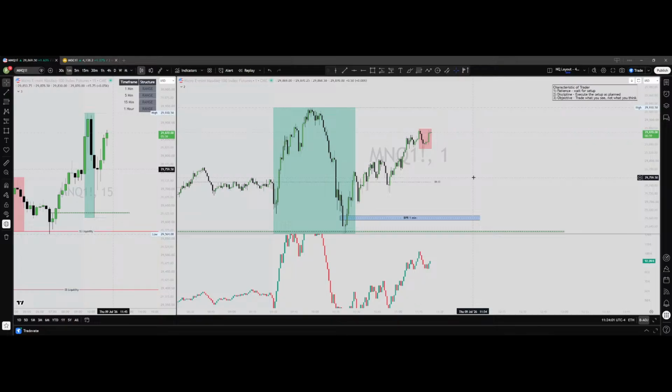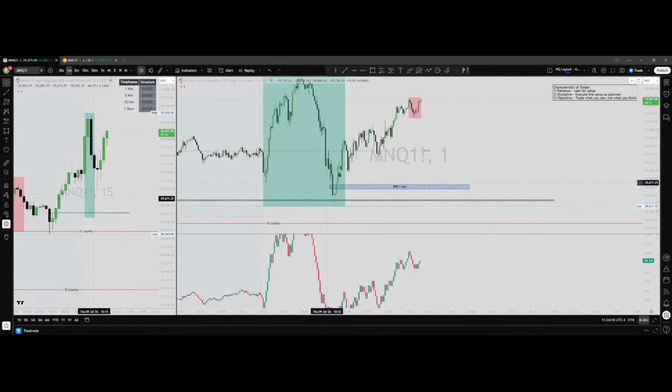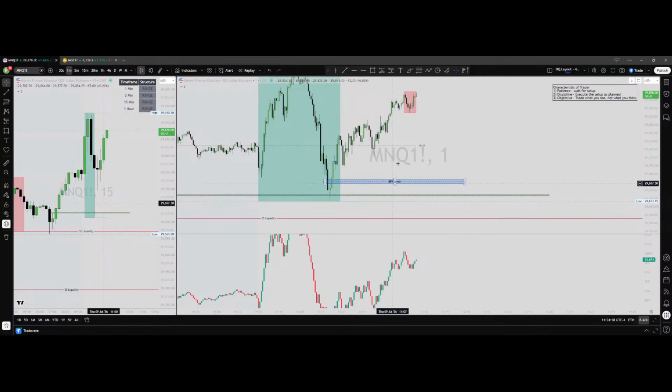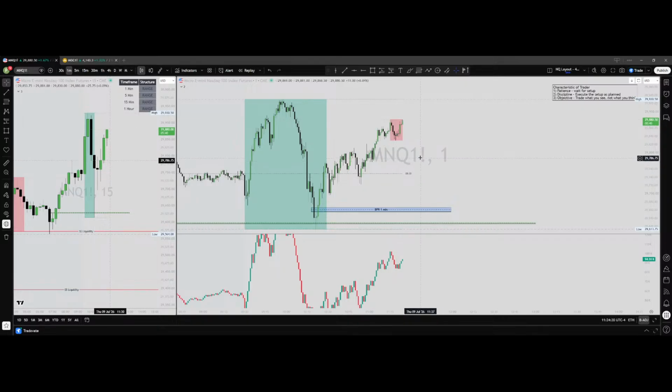If price continues to close up higher, then we might get a 15-minute fair value gap right there. But there are concerns below this low, these equal lows, this candle with a long wick. That just creates concerns.